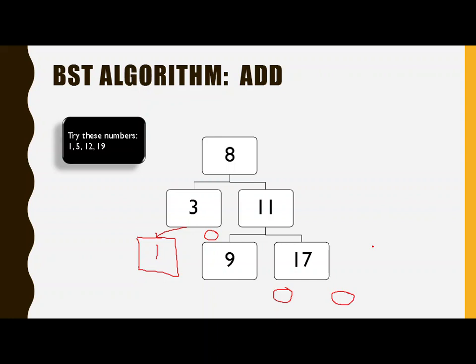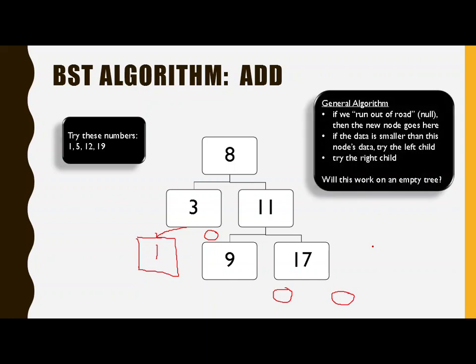So hopefully all those make sense in terms of traversing. Notice that our base case for our recursion is if we run out of road, if we hit a null. We hit that because of some valid searching. We came down the right path, everything was good, but we ran out of road, so therefore we know the new node needs to go here. Does that make sense?